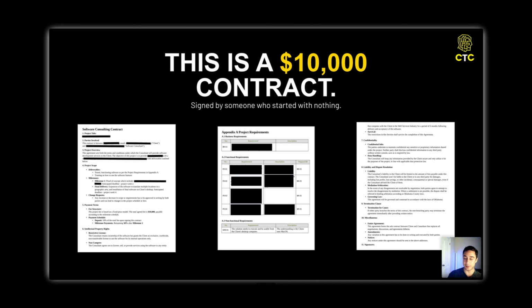Now, what is the reason for this contract displaying right in front of you? Why are we starting off with this? It's to showcase that everything we will be discussing in this exact workshop right now will allow you to do exactly this for yourself. Notice how I use a $10,000 contract. I didn't bring in a $50,000 one. I didn't bring in a $100,000 one. That's for a very specific reason.